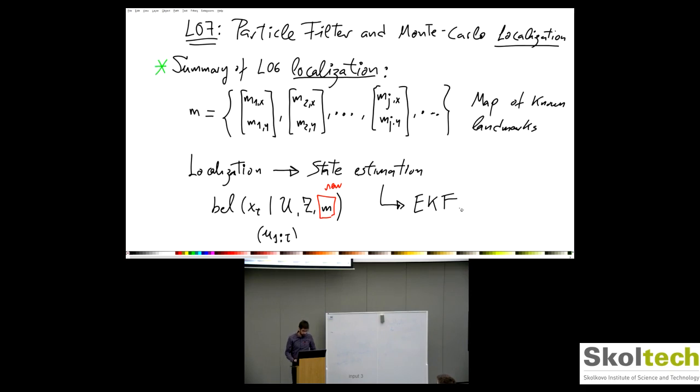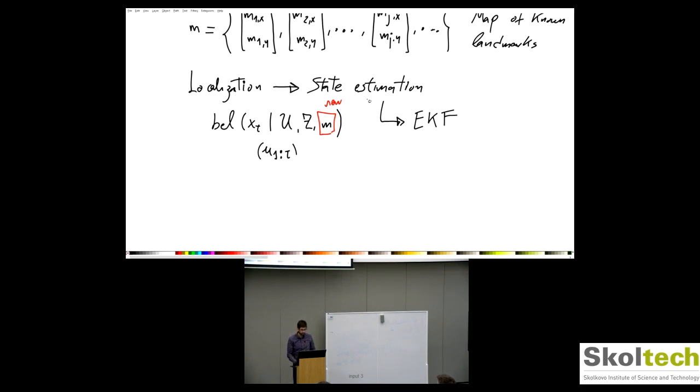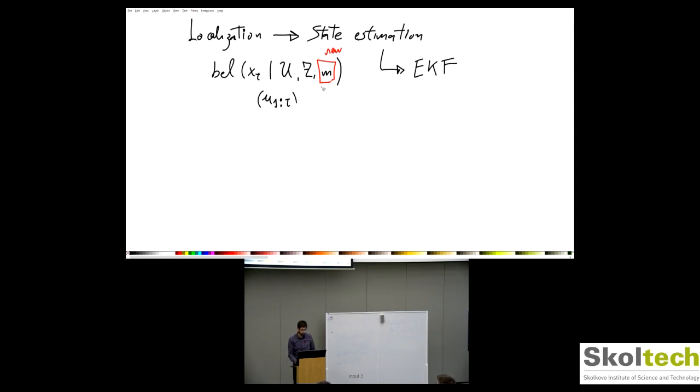And how is this possible? How is it possible that we can localize ourselves just doing the previous state estimation techniques? Basically, how is it possible that we can condition with respect to the map? We had to make a strong assumption, and it's the following. I'm writing here for now because later we'll see what happens.